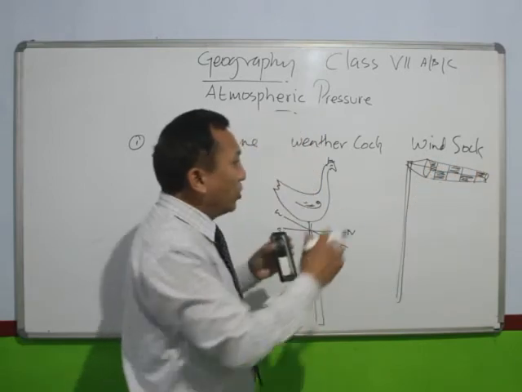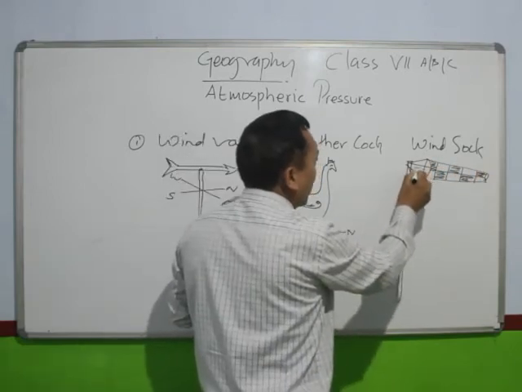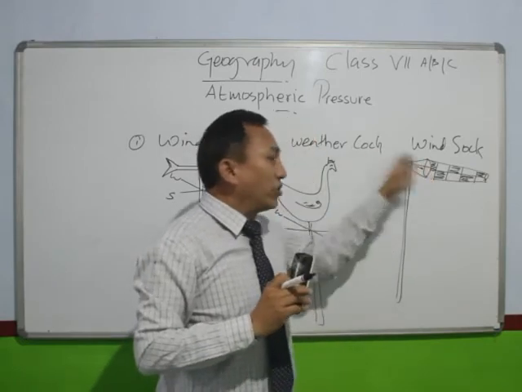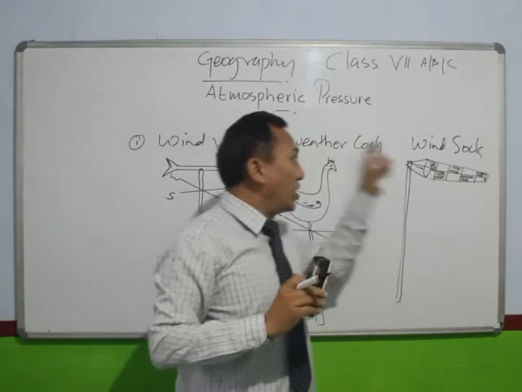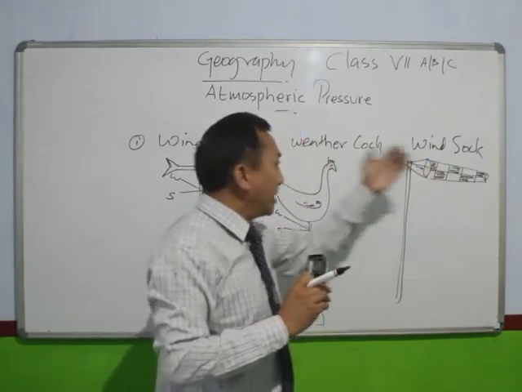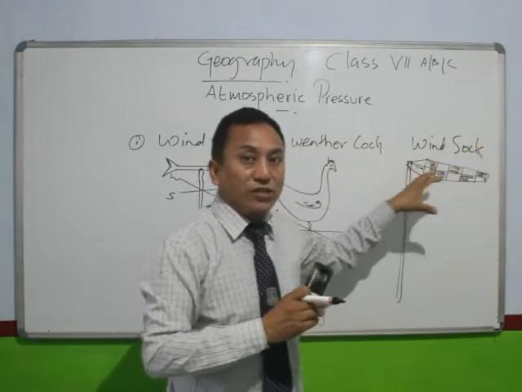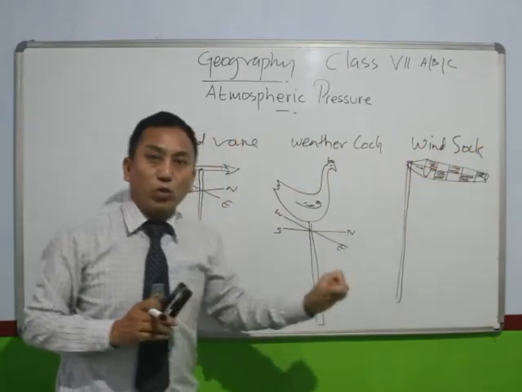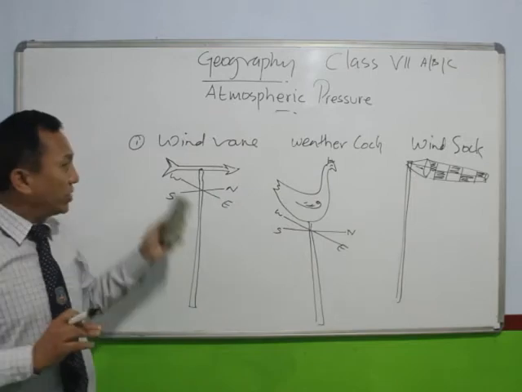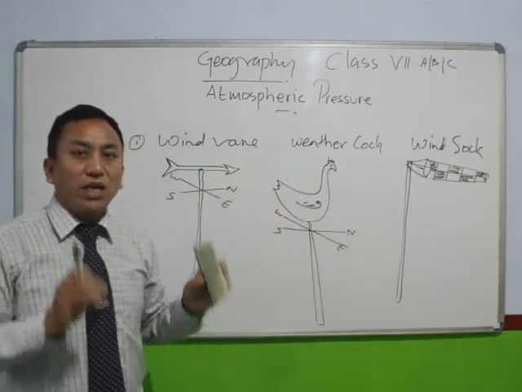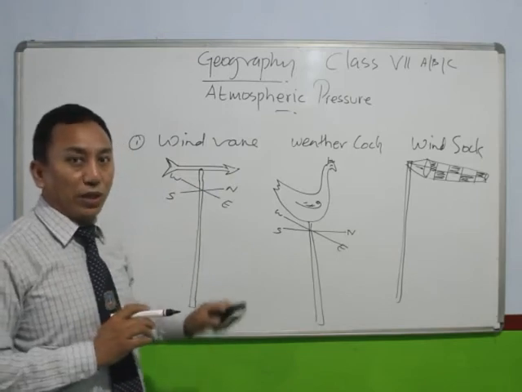So we know that whichever side this mouth is facing, it is from there that the wind is blowing. If the mouth is facing the western side, it is from the west that the wind is blowing. See, if it turns this side, and the mouth is facing towards the eastern side, it is from the eastern side that the wind is blowing. So this way also we come to know the direction of the wind. So these are the instruments that help us to see the direction of the wind.